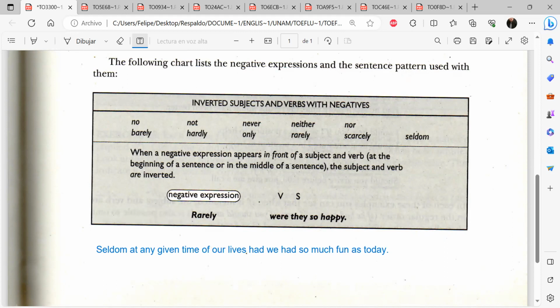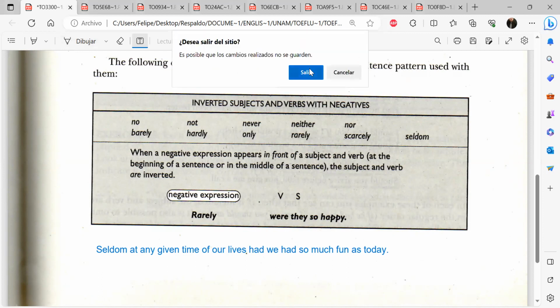I tell you this because when I'm teaching this kind of course, it is very common that my students say, okay, seldom we had so much fun as today at any given time of our life. Yes, but at any given time of our lives is accompanying the expression seldom. Okay, so we have this.